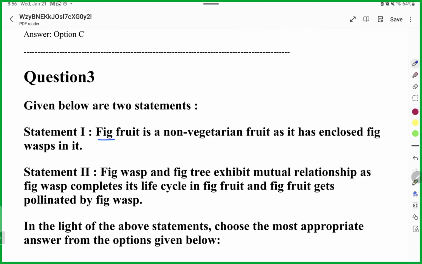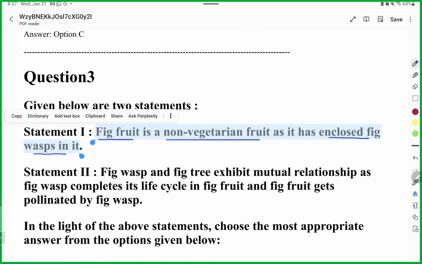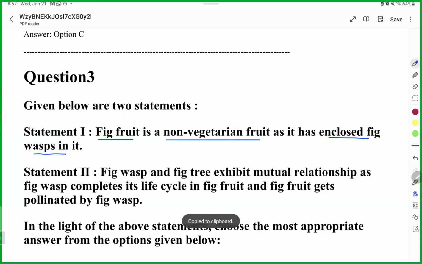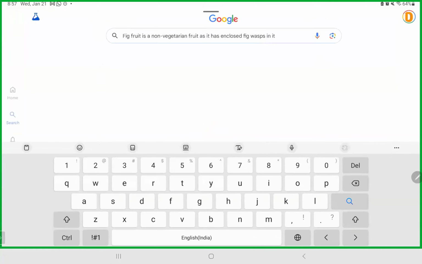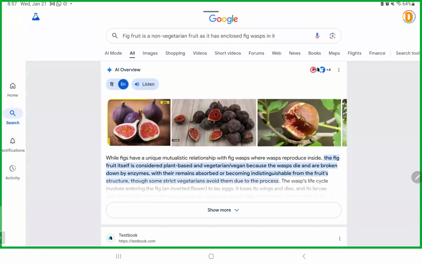Look at this. Fig fruit is non-vegetarian fruit as it includes the fig wasp in it. That's true, right? No, fig fruit is always veg, how can it be non-vegetarian? But I've seen it on Instagram. I don't know if it's true, but the wasps enter and reproduce there, and they die there. Fruit is never non-veg, but when the insect enters, it becomes like non-veg, if you consider insects non-veg.